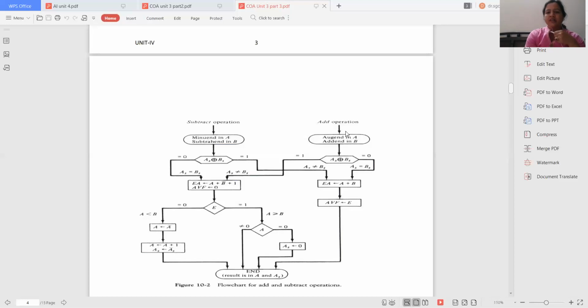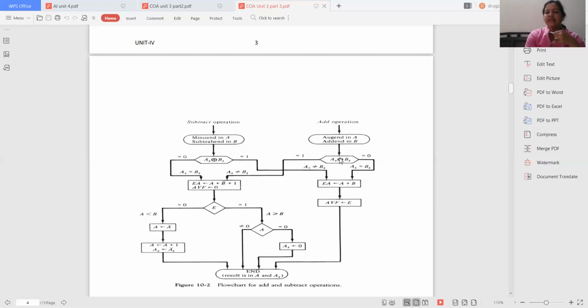Here is the add operation. Augend in A and addend in B. Again, we have to find the XOR of these two signs. If it is equal to 0, that means both signs are the same. Simple addition is done. EA will get the value A plus B. And this will give ABF the value E. If there is any overflow, that will be given to the ABF flip-flop. And the result is in A and the sign is in AS, right?